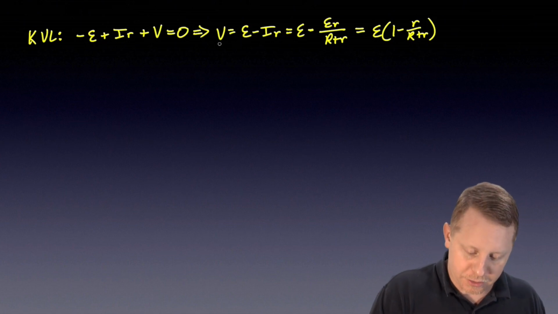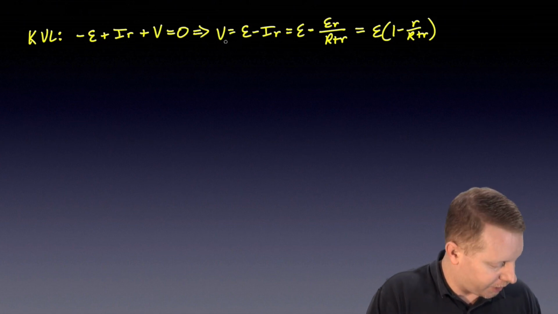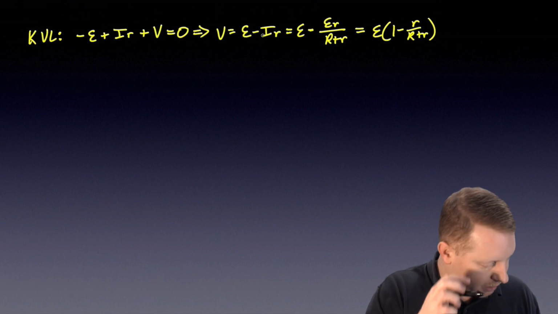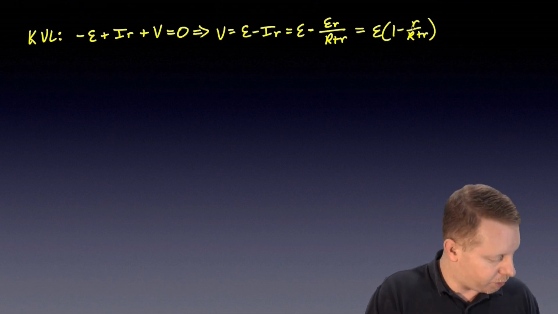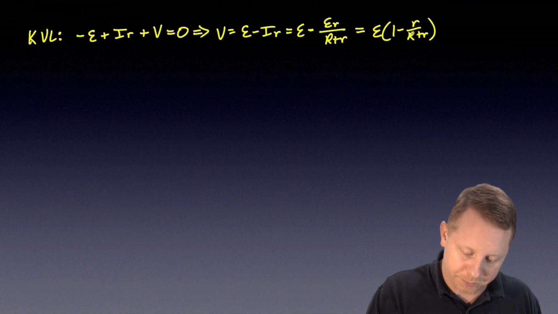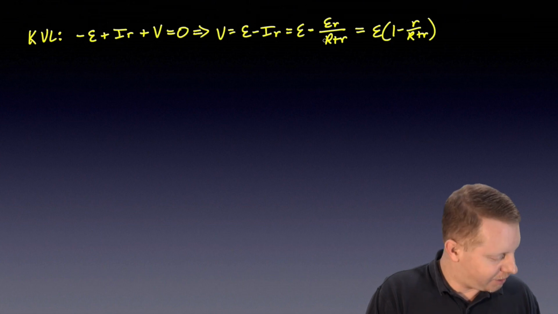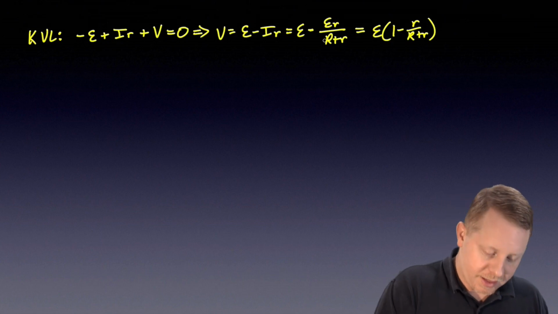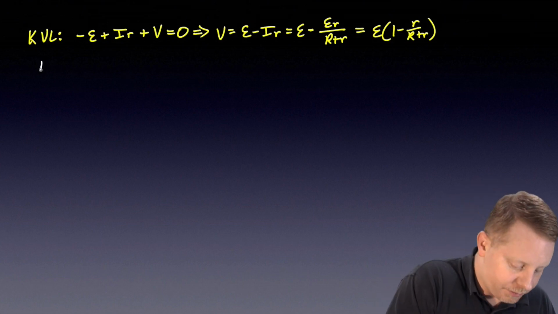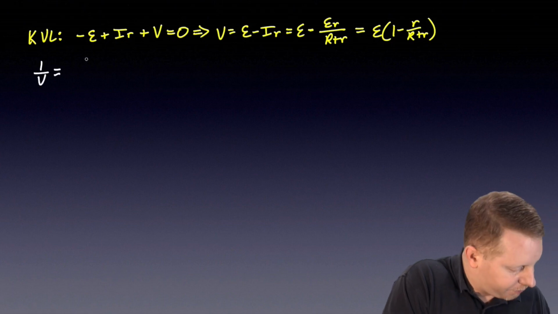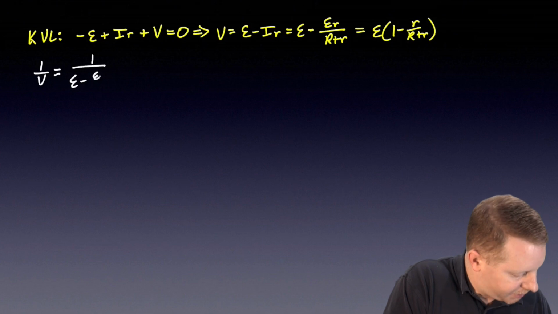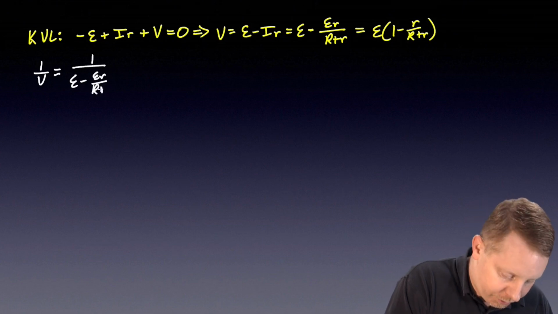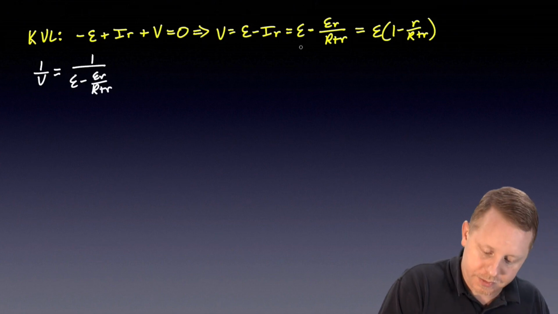So the first thing I'm going to do is look at my equation over here. I've got V equals E minus Ir, or V equals E times the quantity 1 minus r over R plus r. I'm going to go back to this version and just write, to begin with, I'm just going to invert both sides. 1 over V must equal 1 over E minus Er over R plus r.